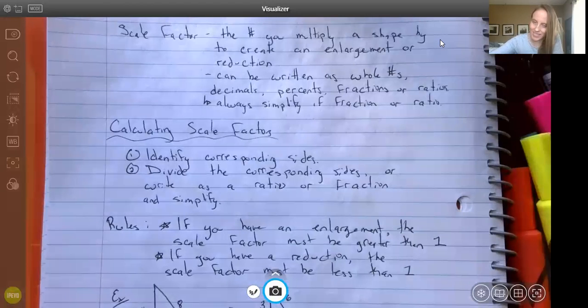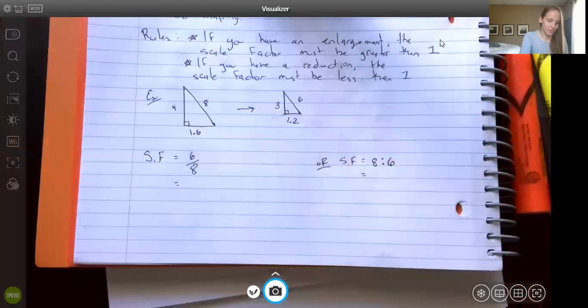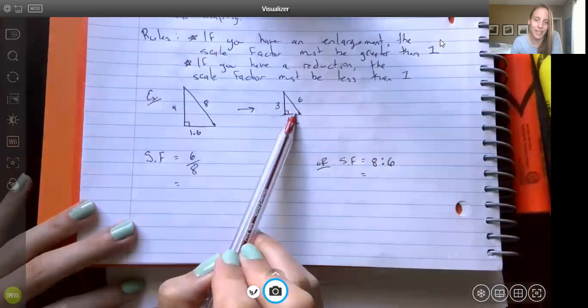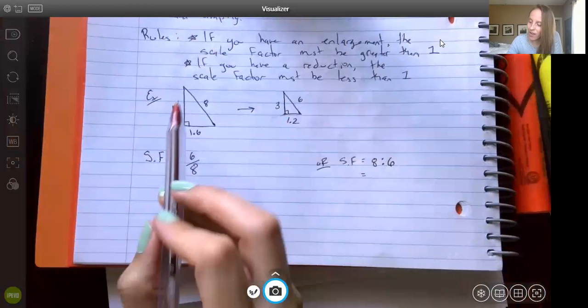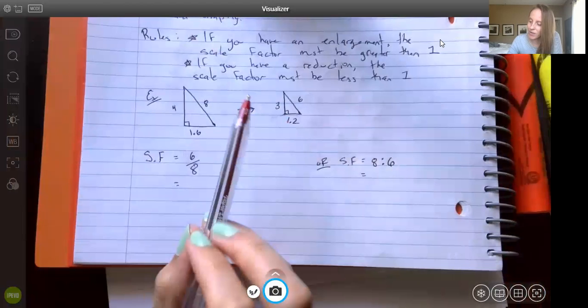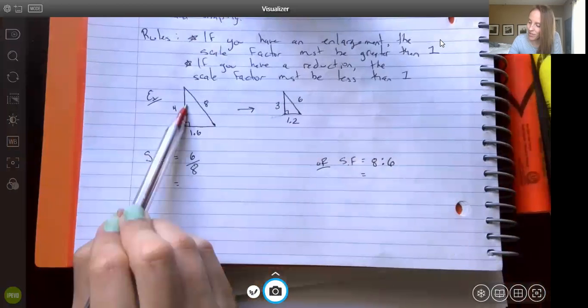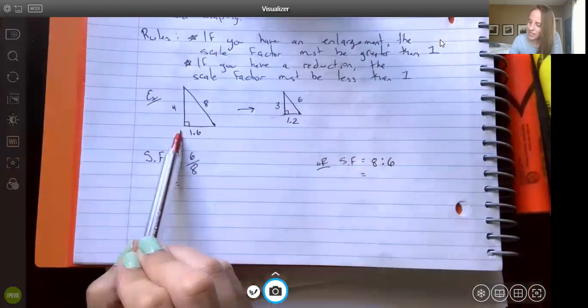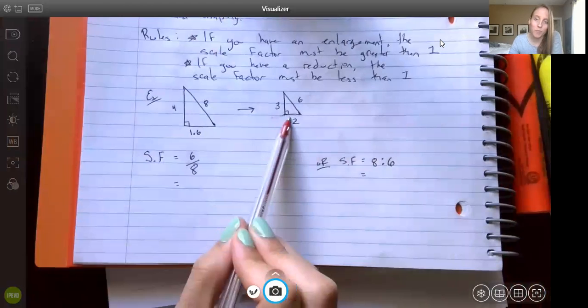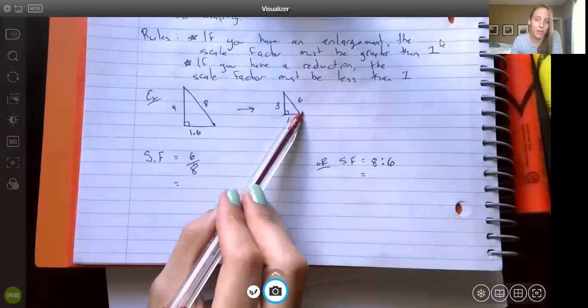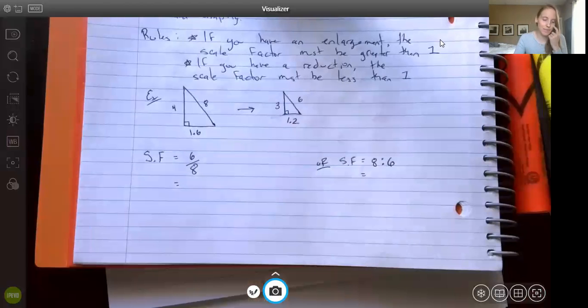So let's look at an example of how this would work. In this case, I'm going from a larger shape to a smaller shape, so this is a reduction. These are already oriented in the same ways. So my 8 and 6 are corresponding sides, the 4 and the 3, and then the 1.6 and the 1.2. You can pick any pairs of corresponding sides to calculate the scale factor with. I decided to use the hypotenuse of both, but you could use any set of corresponding sides.